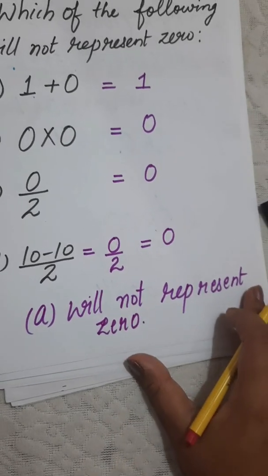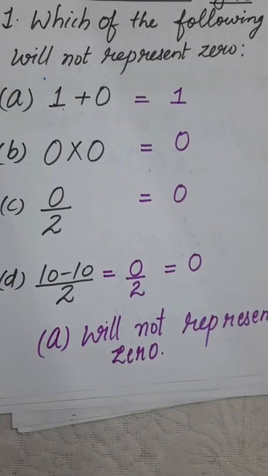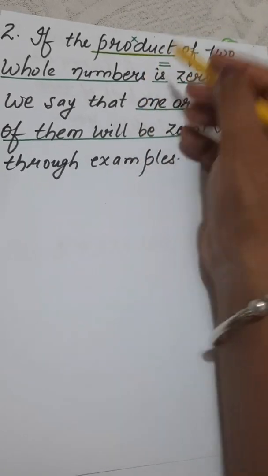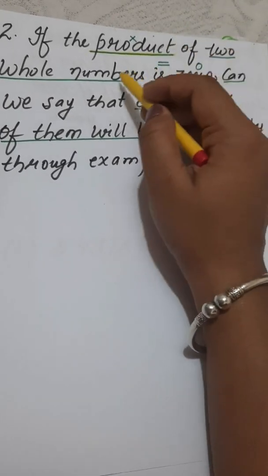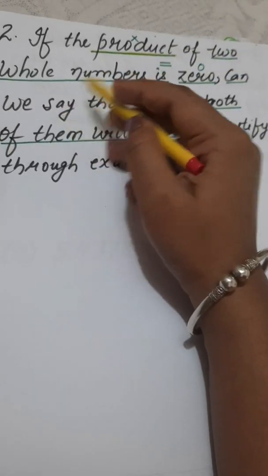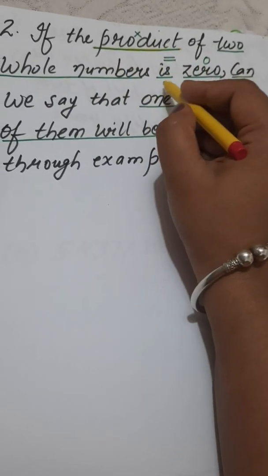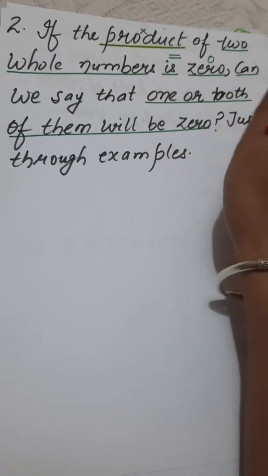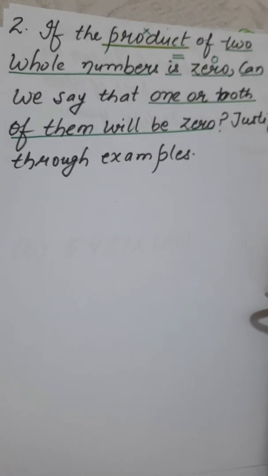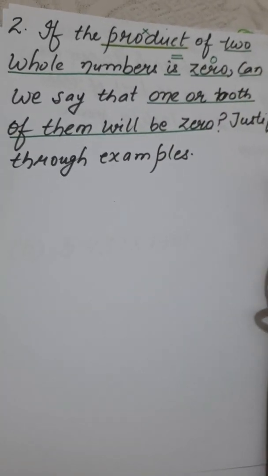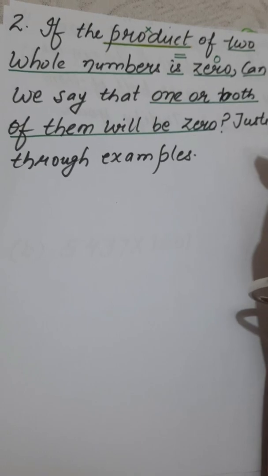A will not represent 0. The second question is, if the product of two whole numbers, where product means you have to multiply, is equal to 0, can we say that one or both of them will be 0? Justify through example.